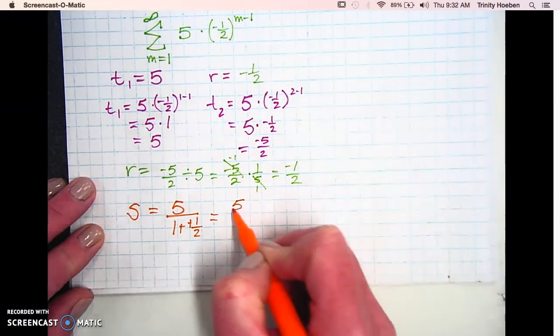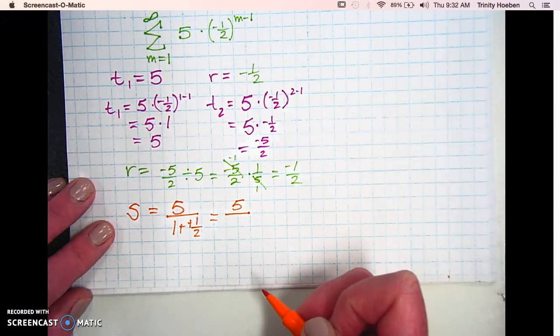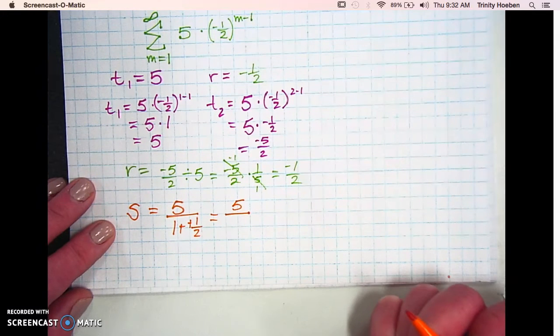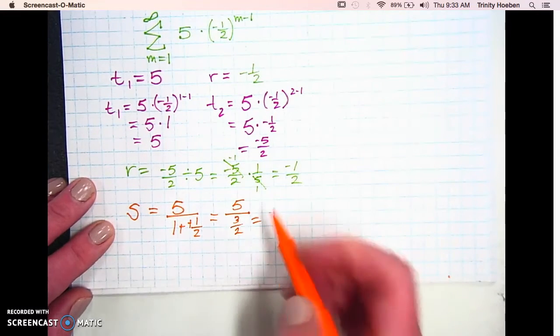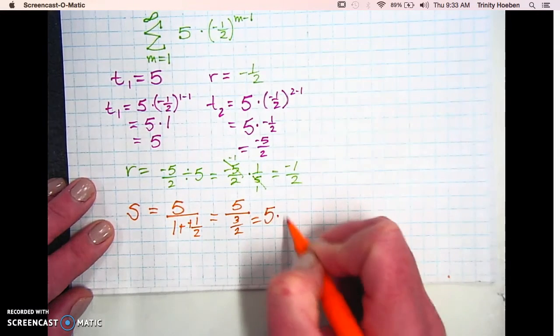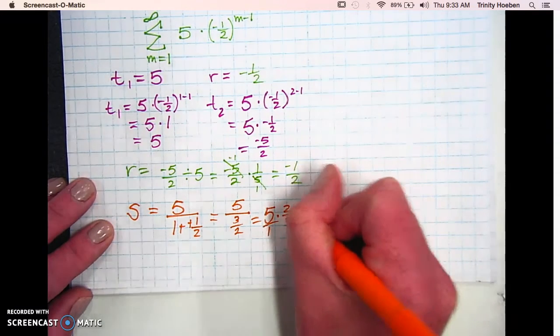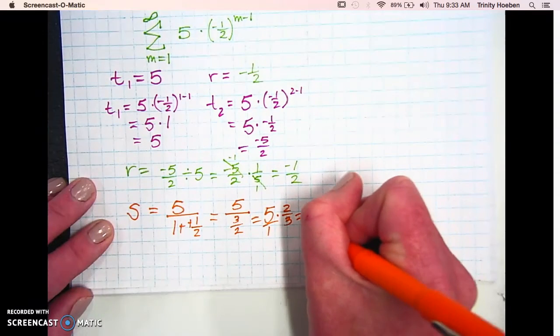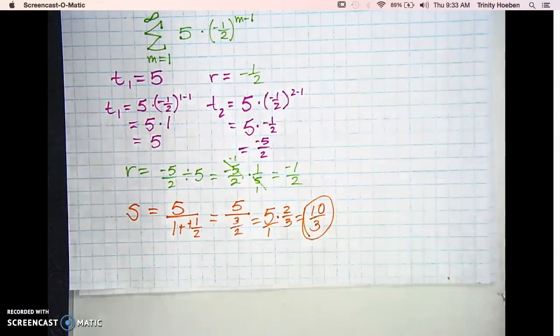So we've got 5 divided by, what is 1 plus 1/2? 1.5. How do you say that as an improper fraction? 3/2. So 5 divided by 3/2. So we want to multiply by the reciprocal, so we say 5 times 2/3. If it helps, make it 5/1. And the answer should be 10/3. All right?